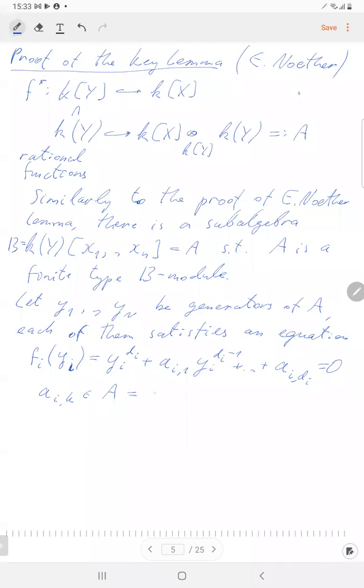and A was, as you remember, functions on X tensor rational functions on Y, but there are finitely many of those coefficients. Of those coefficients altogether, finitely many of Y_i's and finitely many for each of them, and they are rational functions, so they have some denominators, but there are finitely many denominators altogether.